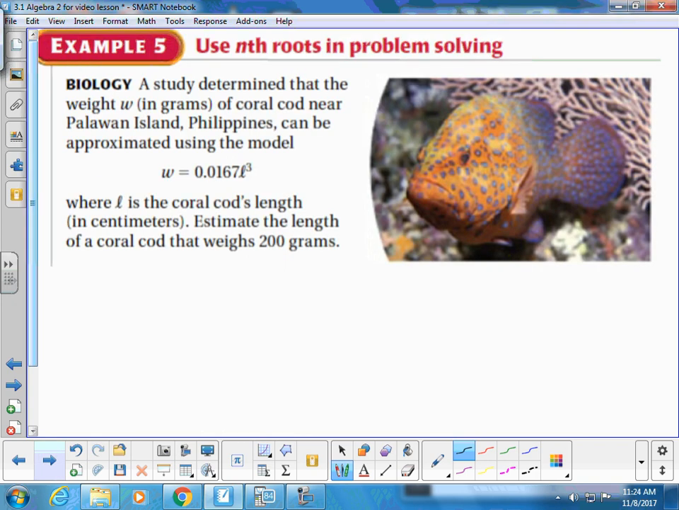All right, our next problem has to do with weight of some coral cod. We've got the equation here, but that's the equation that can be used to approximate the cod's length in centimeters. So L stands for length, W stands for weight in grams. It's telling us that we know the weight is 200 grams, but we need to estimate the length. So our 200 will go in for W on the left-hand side of the equation. We've got our 0.0167 L cubed on the right-hand side of the equation.